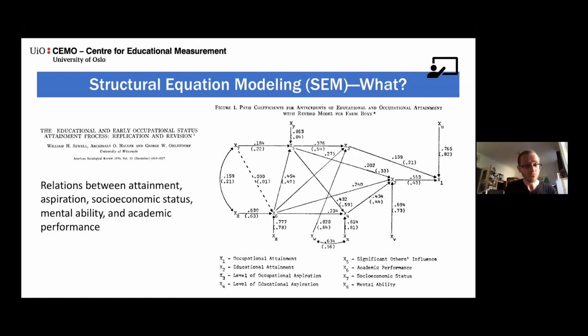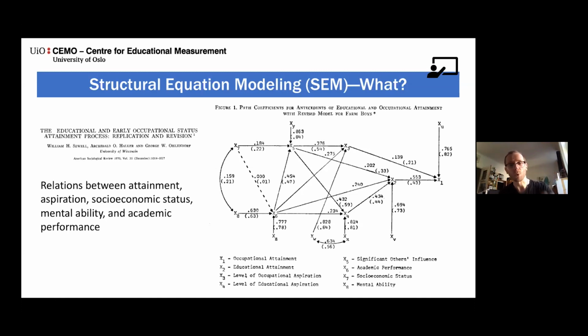And they also hypothesized some covariation between variables, for example, x7 and x8, so socioeconomic status and mental ability. Now, without going into detail here, I just want to showcase that this is the theory they came up with. They hypothesized how all these variables are related and how they may explain variation in the ultimate outcome, namely occupational attainment.